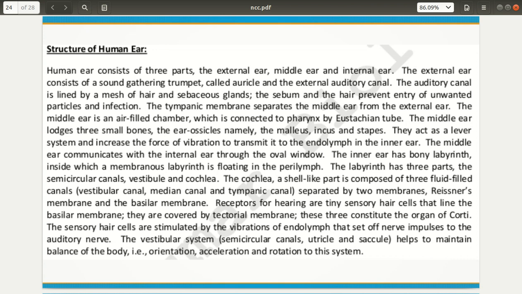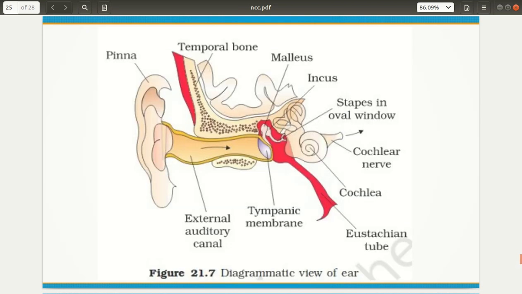The vestibular system, that is the semicircular canals, utricle, and saccule, helps to maintain balance of the body, that is orientation, acceleration, and rotation. So you can look into the external auditory canal, the pinna, and the temporal bone. The external and middle ear are separated by the tympanic membrane. The middle ear has three bones, that is malleus, incus, and stapes. Then in the internal ear, you can see the cochlear nerve. All these details you can notice in the diagrammatic sectional view of the ear.